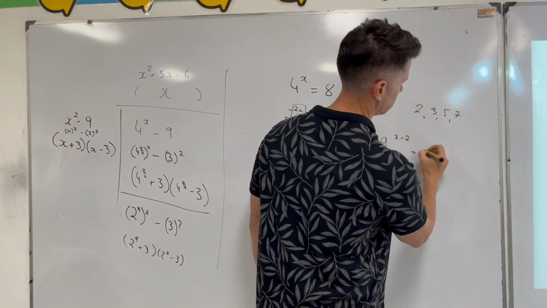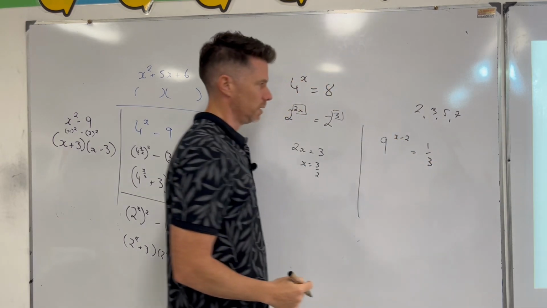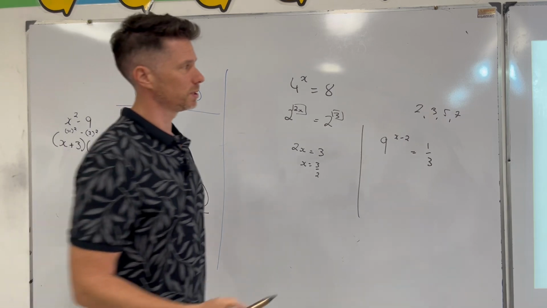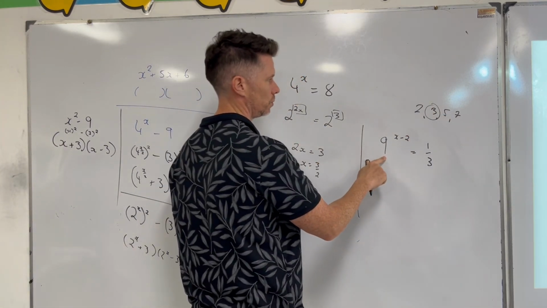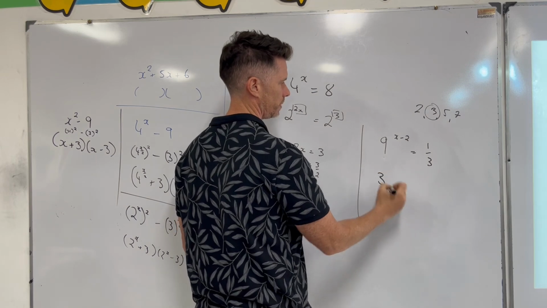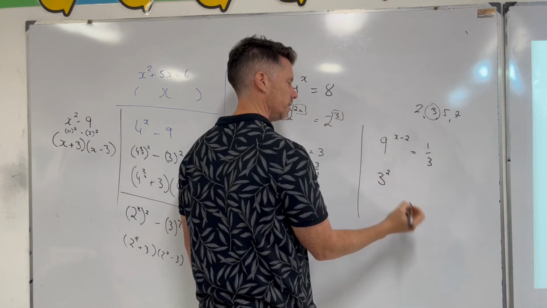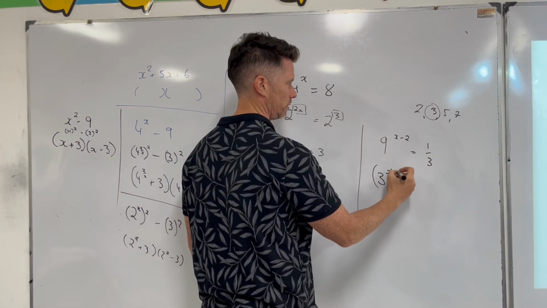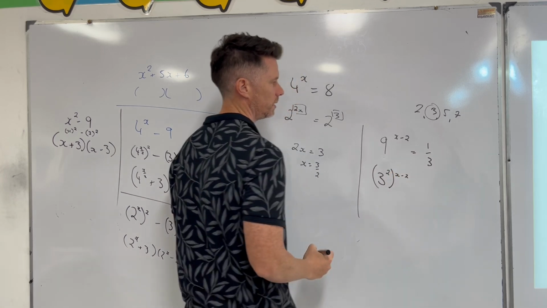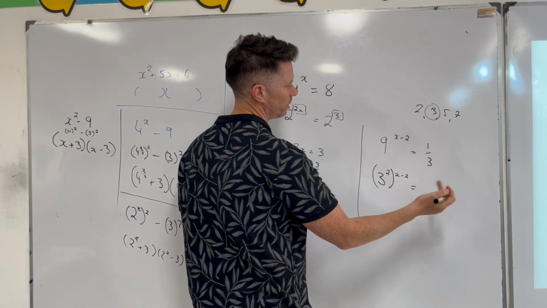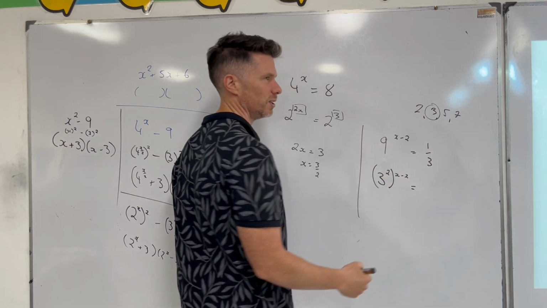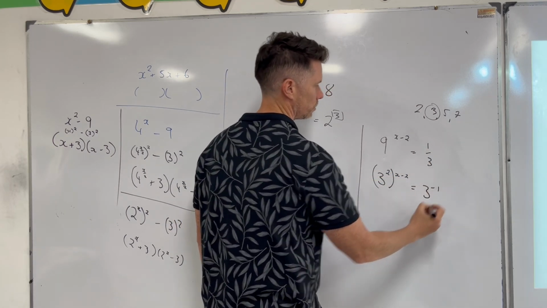9 to the x minus 2 equal 1/3. The pick of the base is pretty obvious here. Maybe 3 is my base, the prime number that works. So 9 is going to be 3 squared. Maybe let's just take a second on this one. We'll write it out properly. 3 squared to the x minus 2. And this one, it's 1/3, but I prefer if the 3 was in the numerator. So that's 3 to the minus 1, yes.